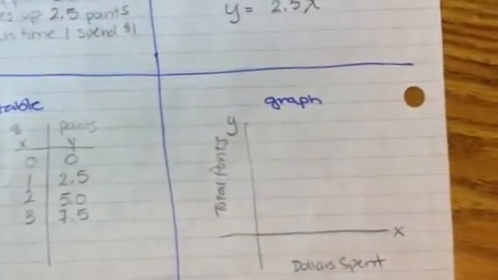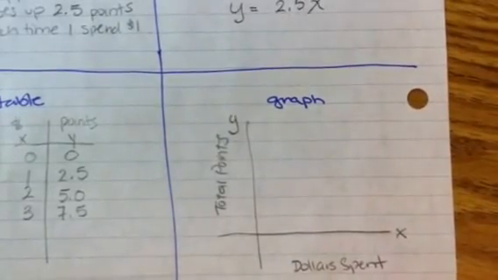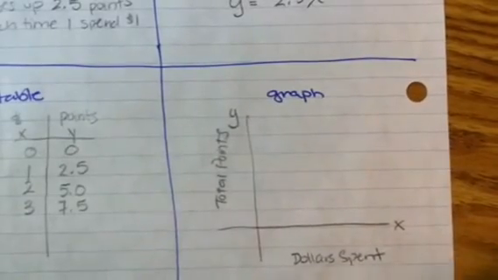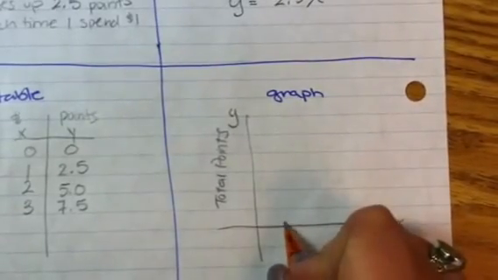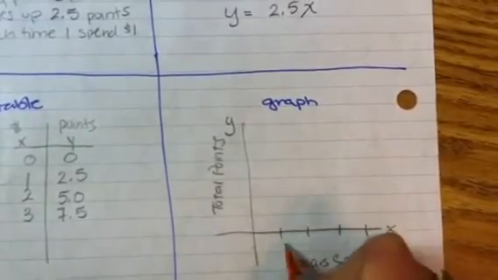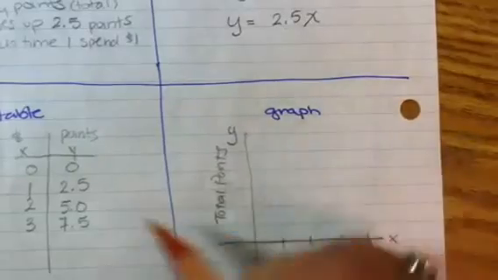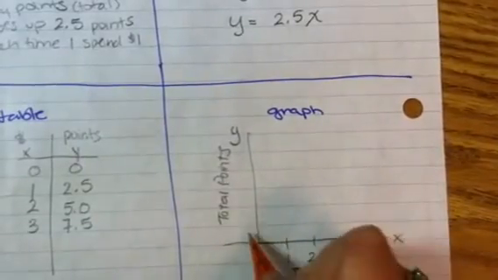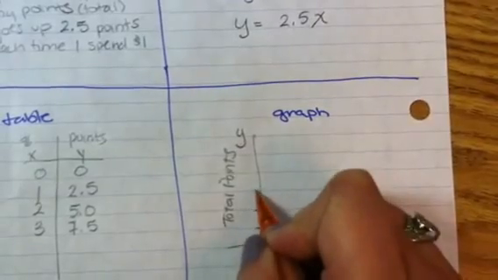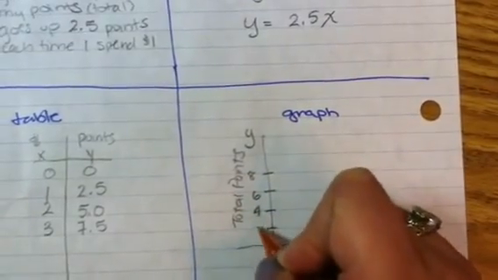Now I have to create a scale. If you're using graphing paper, this is obviously a better option than what I'm doing here with the scrap paper, so use graphing paper when you're doing this. But I can change my scale here. So 0, 1, 2, 3, and then I also have points up to 7.5, so I'm just going to have this be 2, 4, 6, and 8. I'll label those so you know which ones are which.